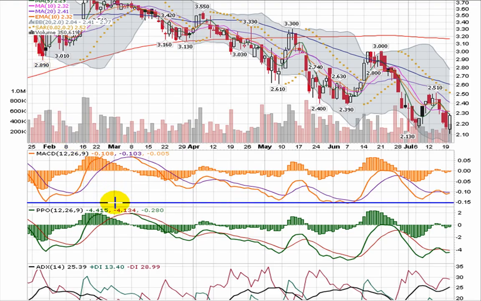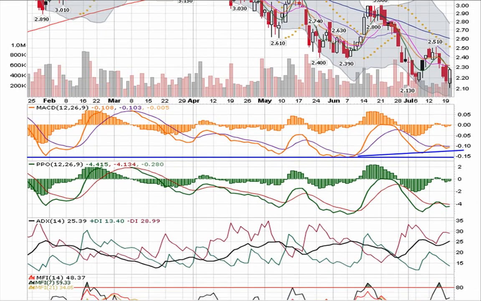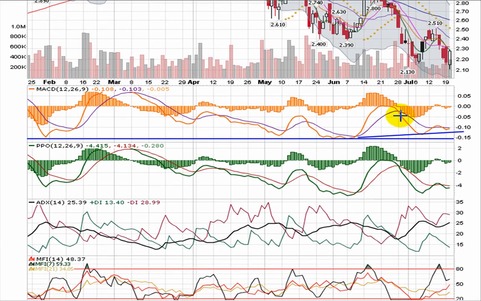Take a look at the MACD. Near a bottom point, now trying to make a little bit of a higher, with a little bit of divergence with the trending back towards zero. The PPO kind of resembling the MACD again. We're looking for a little bit of a pinch, nothing too significant there.